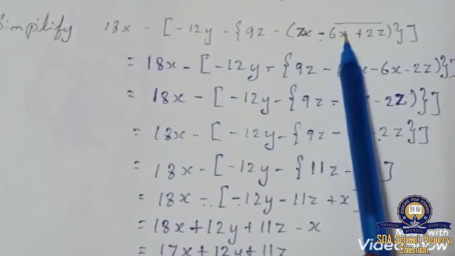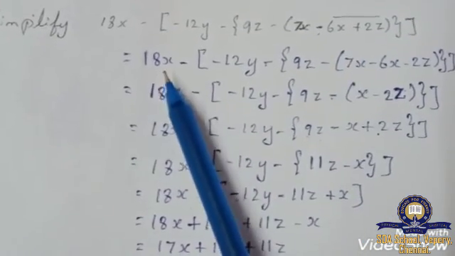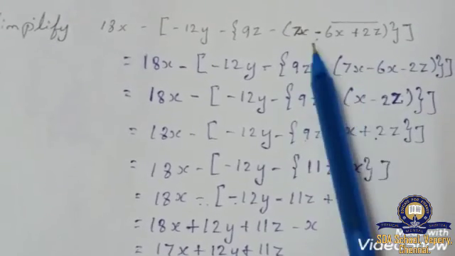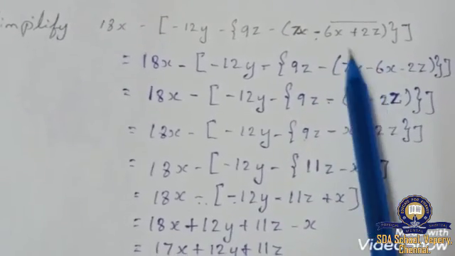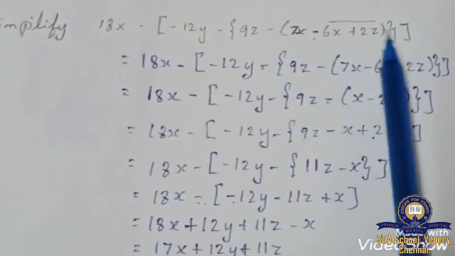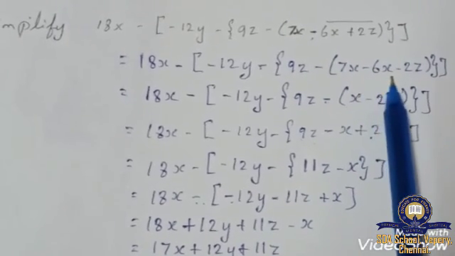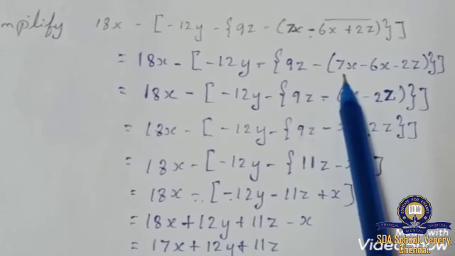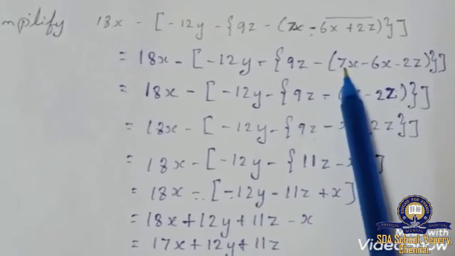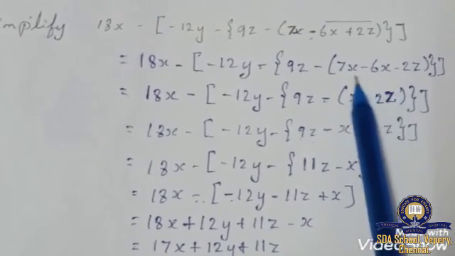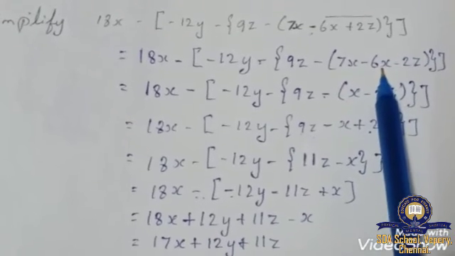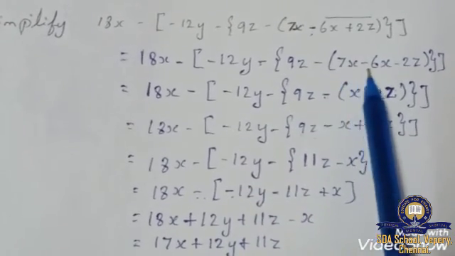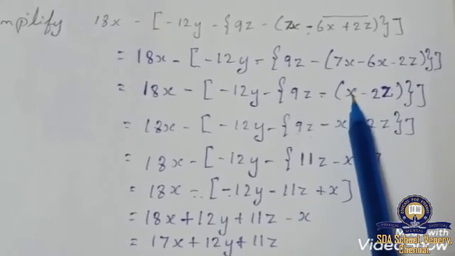So now I'm going to remove this bar first. So these numbers are right as it is. So when we remove this minus, the sign will get changed. So we get minus 6x minus 2z. The same way, here we have 7x minus 6x. So the variables are same. So now we're going to subtract. So 7x minus 6x is x.